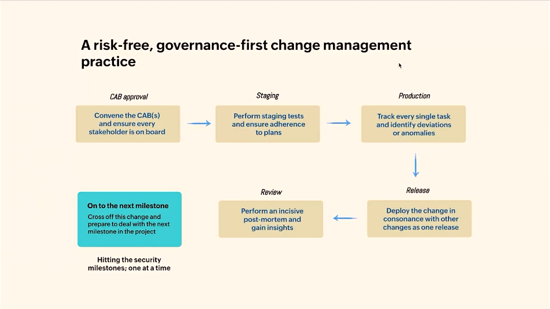Every task is tracked closely. If anything goes off track or shows unexpected behavior, it is flagged immediately. After that comes the release. The change is deployed along with other related changes as one consolidated release, minimizing disruptions. Then we do the review. A proper postmortem helps us learn from what went right and what didn't. These insights improve future changes.